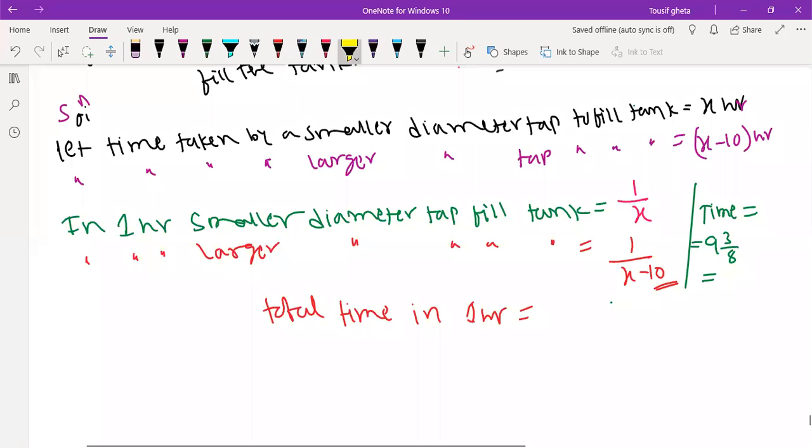72 plus 3, yes, very good Chetan. We will get 75. This 9 3 by 8 will be written as 75 by 8. Total time in 1 hour means you divide 1 by 75 by 8. If you do the reciprocal, you will get 8 divided by 75.